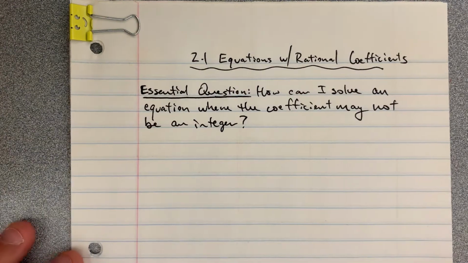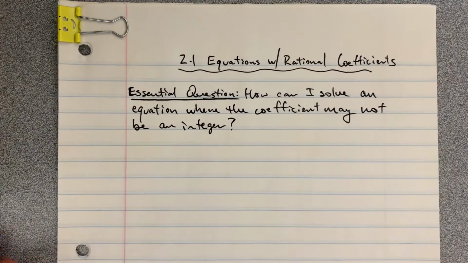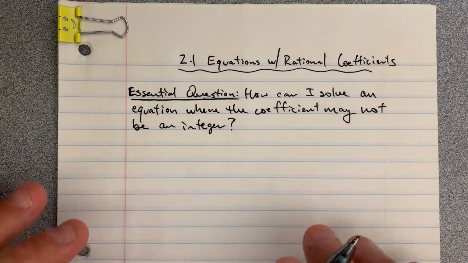Today we're going to talk about section 2.1, equations with rational coefficients. My essential question is, how can I solve an equation where the coefficient may not be an integer? So a couple of things that I think we need to make sure we define.